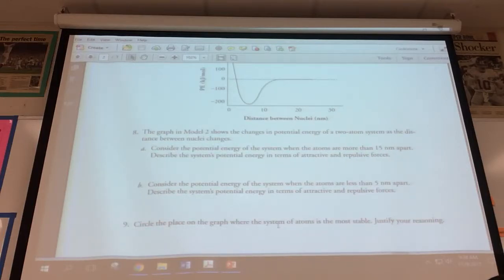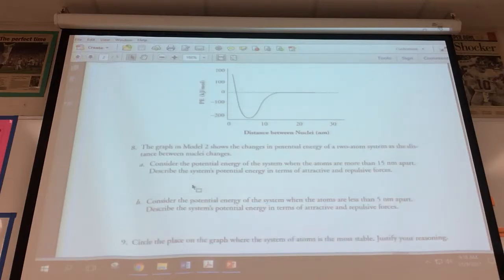Circle the place on the graph where the system of the atoms is most stable. That's going to be right about there in the trough, right? Why would that be the most stable? Potential energy is at a minimum, right? And the atoms are the perfect distance apart, so the attractive and repulsive forces there would be balanced or equal.